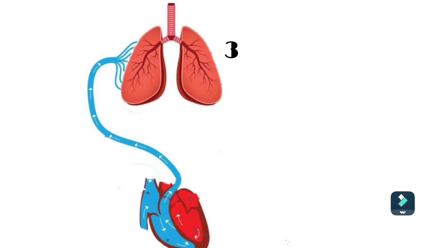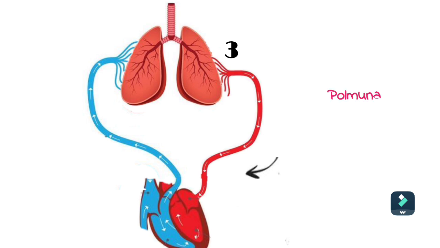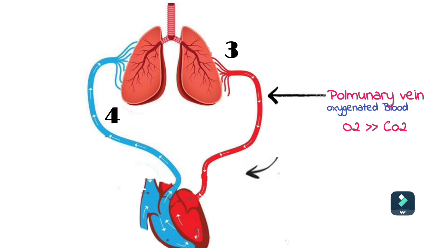3. After oxygenation in the lungs, blood returns to the left atrium through the pulmonary veins. This blood is oxygenated, more oxygen than carbon dioxide. 4. This flow of blood between the heart and lungs is called pulmonary circulation.